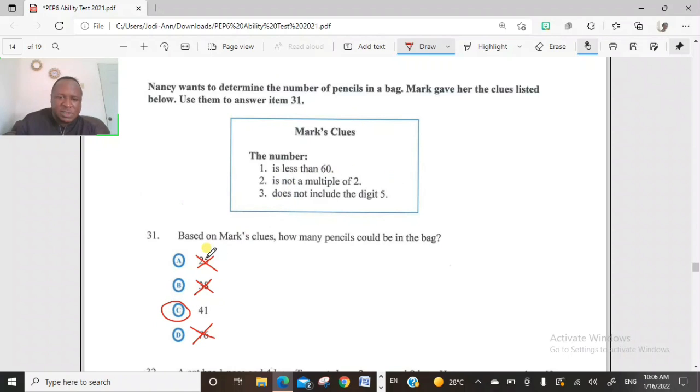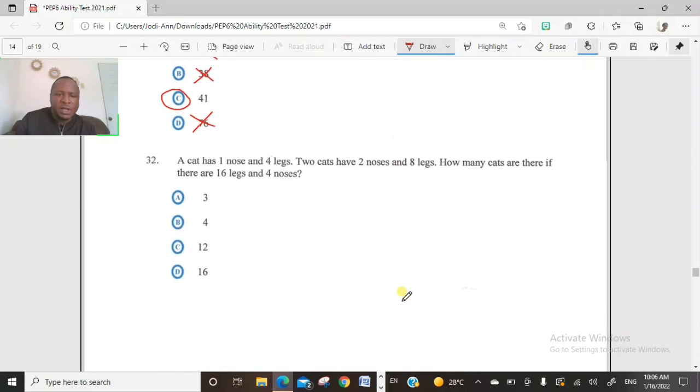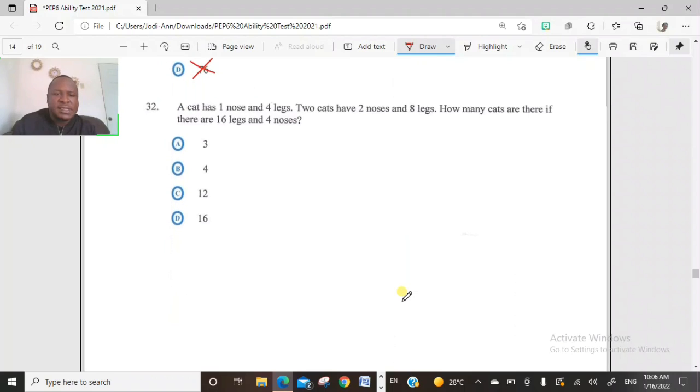Let us check to see it is less than 60. It is not a multiple of 2, and it doesn't include the digit 5. Fairly simple to me. Now, moving on.